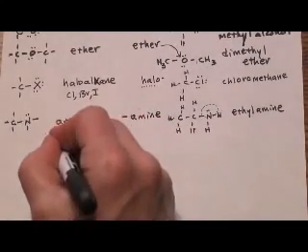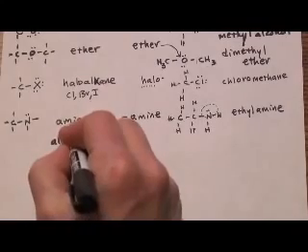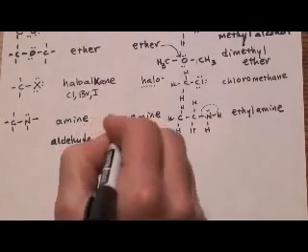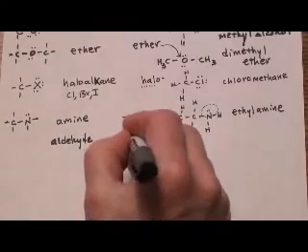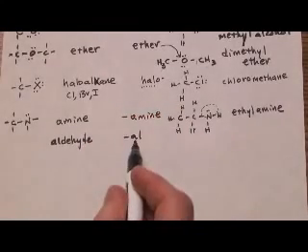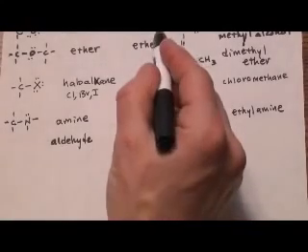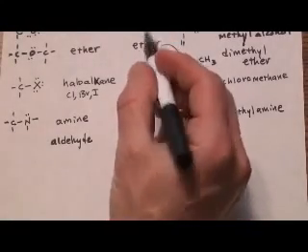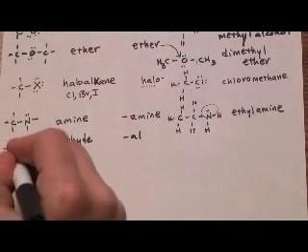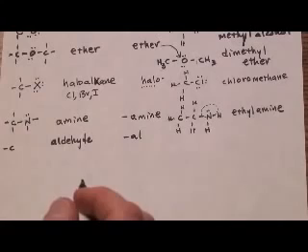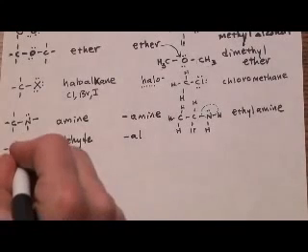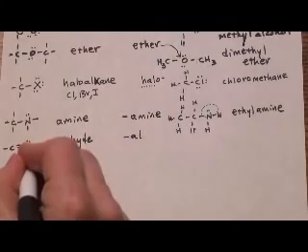The next group is called aldehydes. An aldehyde ends in A-L, al. Be careful, A-L and O-L are sometimes confused. Aldehydes, though, are structurally different. They have a double-bonded oxygen at the end of a carbon chain.